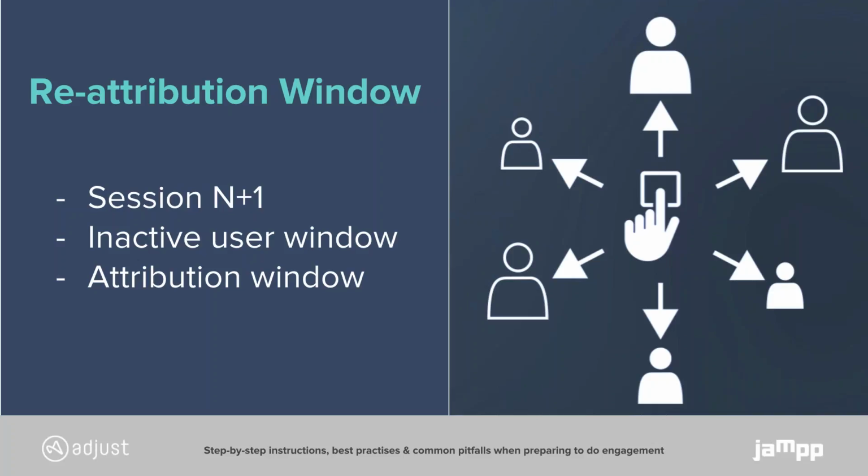The next thing we have is the attribution window. This is the click on a re-engagement ad to an app open window. Again, the default is 7 days, but you might actually want to make this longer or shorter, totally depending on your own campaign goals.